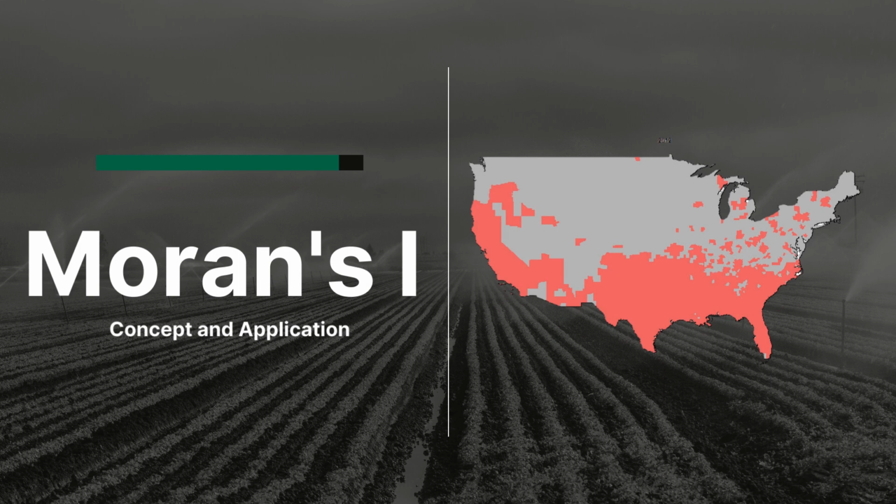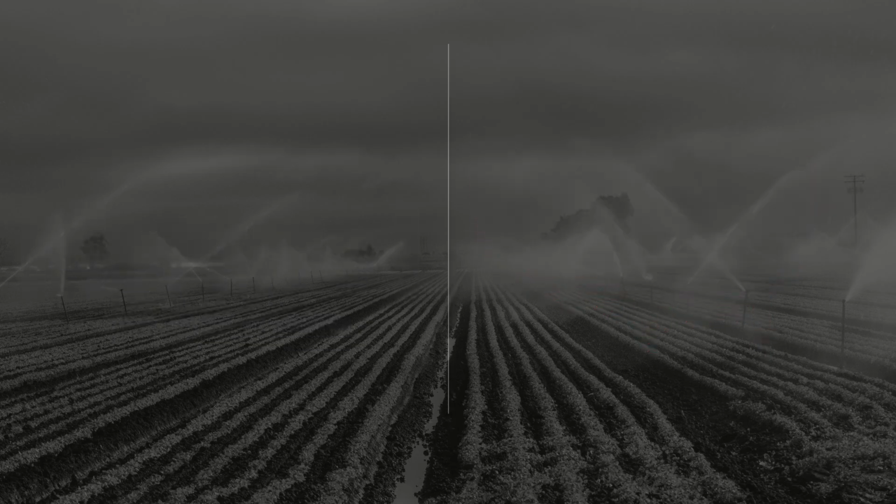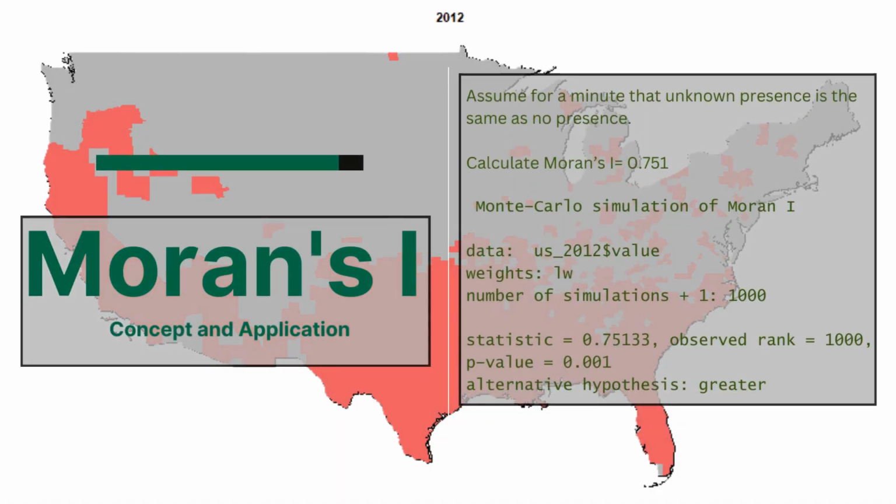Let's consider an example for Moran's I. I've done research on wild pigs. This is a county level distribution map for 2012 where known presence is in red and no known presence is in gray. We might ask ourselves if this distribution is random or if there's some spatial process in play. For this to be meaningful, for a minute, we need to assume that no known presence is actually no presence. So we need perfect observability.